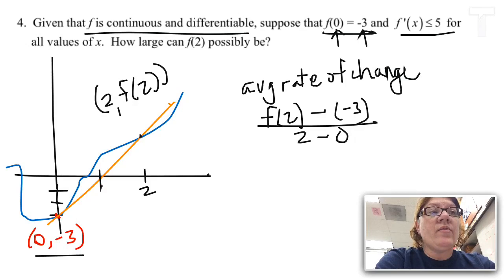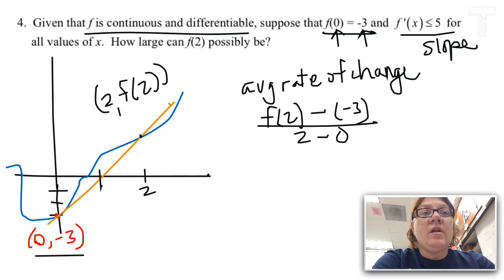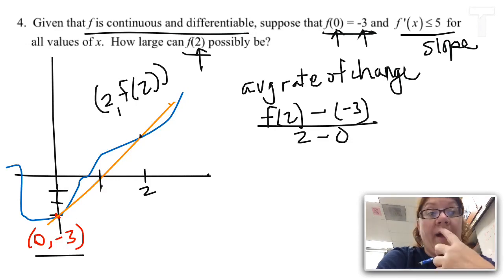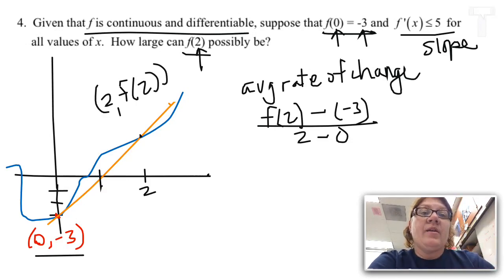This one's talking about slope, so the slope doesn't get too steep. It stays less than or equal to 5. And it wants to know how large f of 2 can be. Well, that's really an x value, and it wants to know about the y value that goes with it. So I simply drew it and said, oh, well, the slope looks like it might be positive based off of this. I don't really know, but I'm going to draw a nice curve between 0, -3, and 2, comma, f of 2.